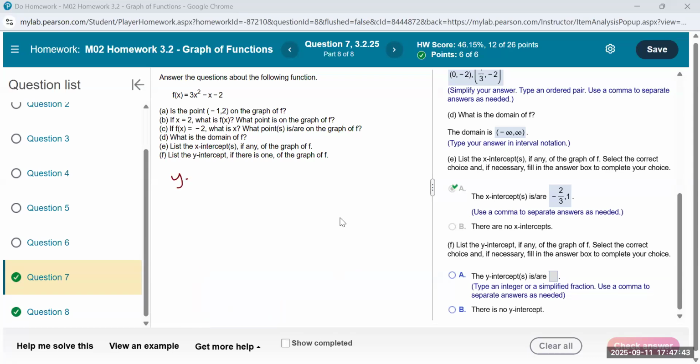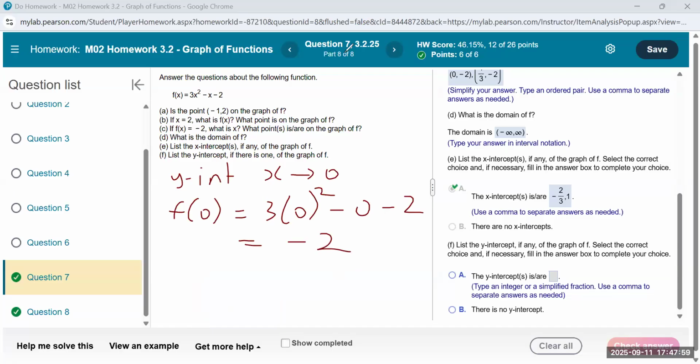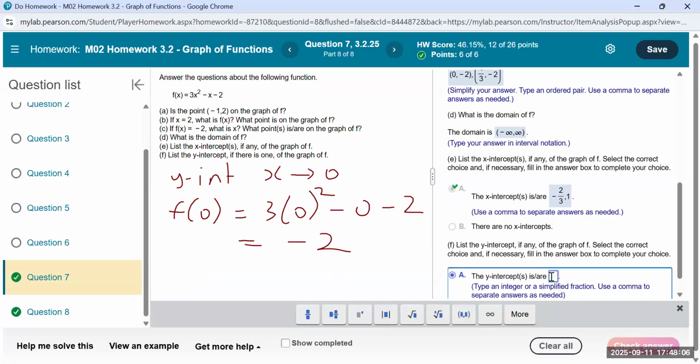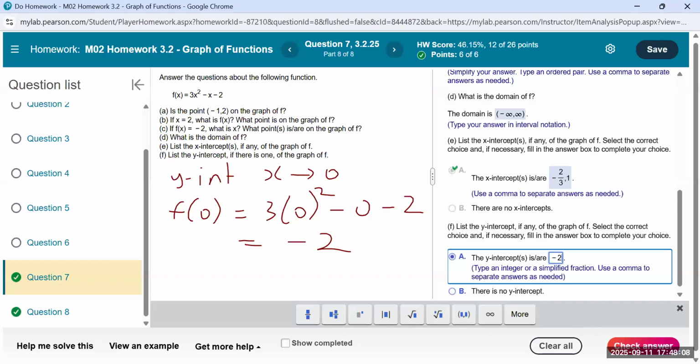So we need y-intercept, and this is when your x value is 0. So in this function, wherever you see x, we're going to plug in what? 0. And you have what? Negative 2. So your y-intercept is negative 2.